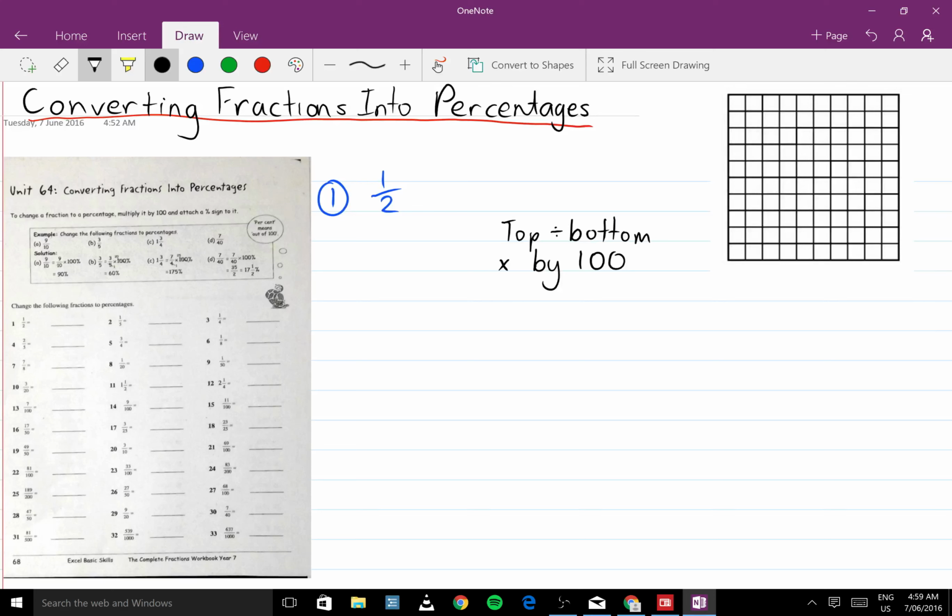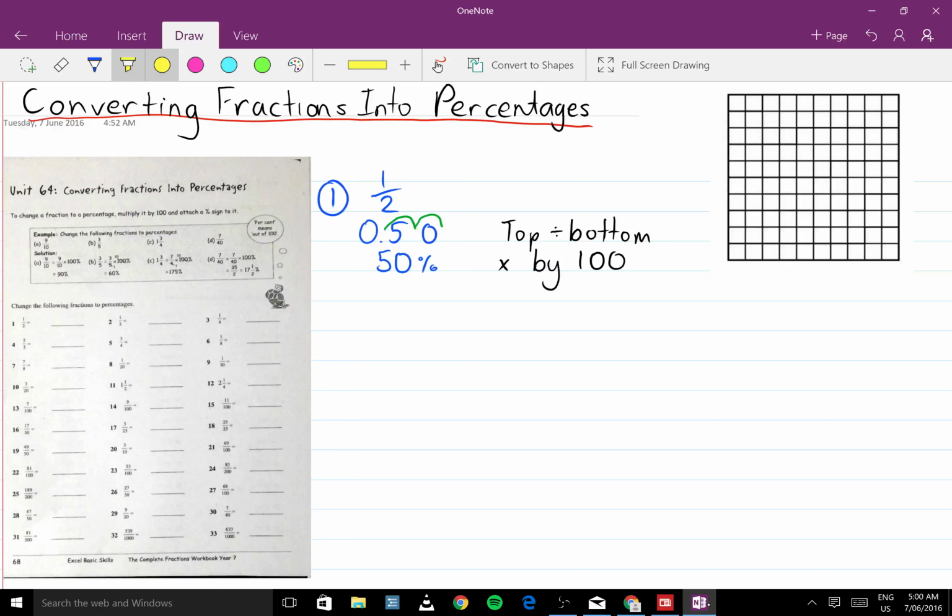Okay, so I take my 1, I divide it by 2. I could do that in my head or on my calculator, and I get 0.5. Then I take that 0.5 times it by 100, so 1 decimal place, 2 decimal places, put an extra 0, and now the decimal place is at the end of that green line, so I would just end up with 50. I've got to put my little percent symbol on the back to say that it's 50%, not 50 whole things. Okay, and that's question 1 done.